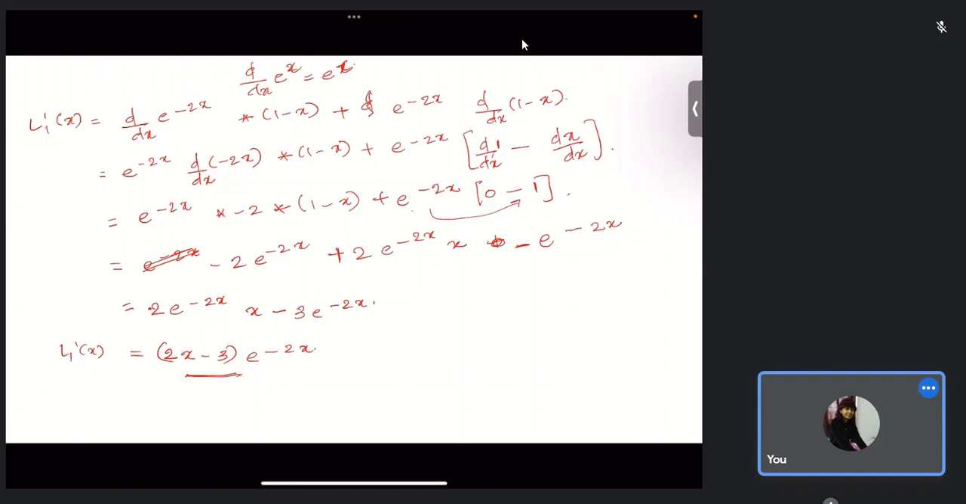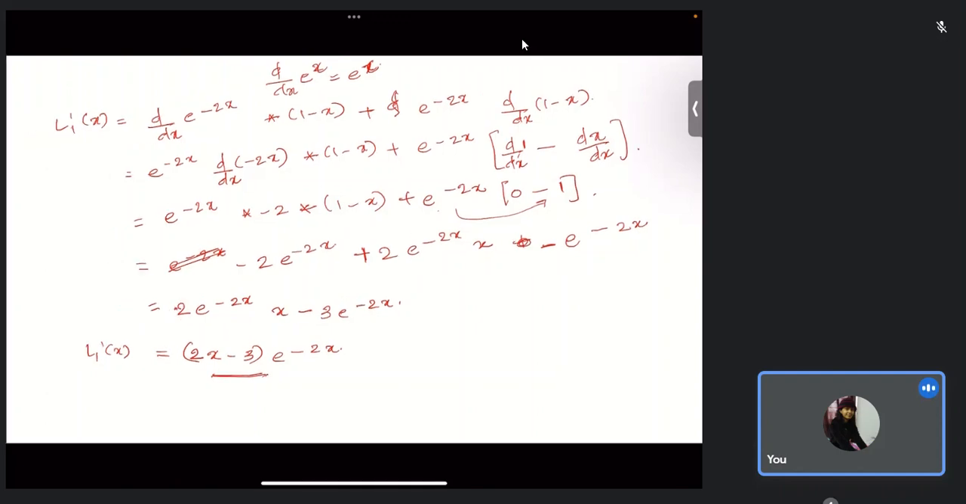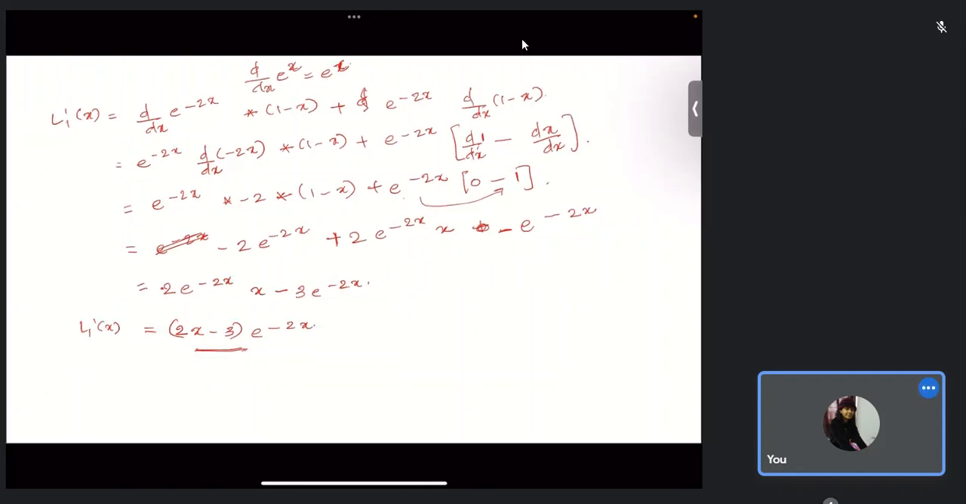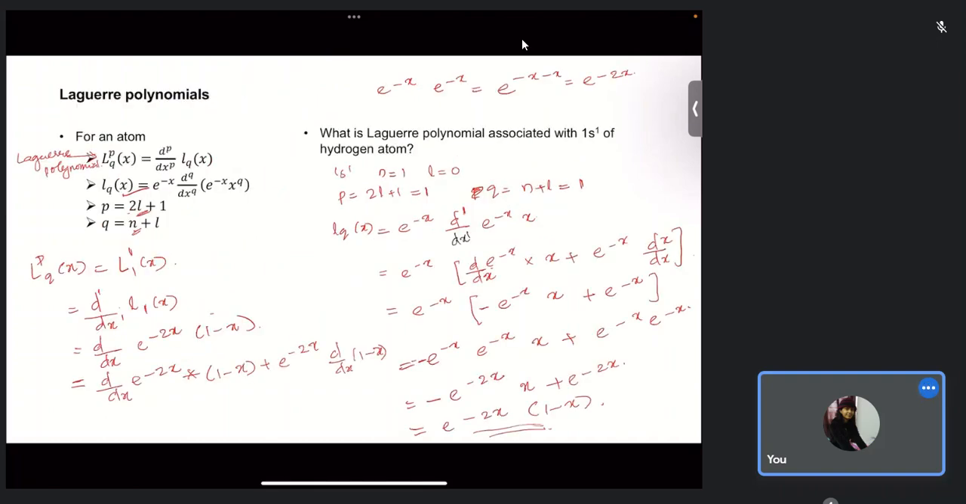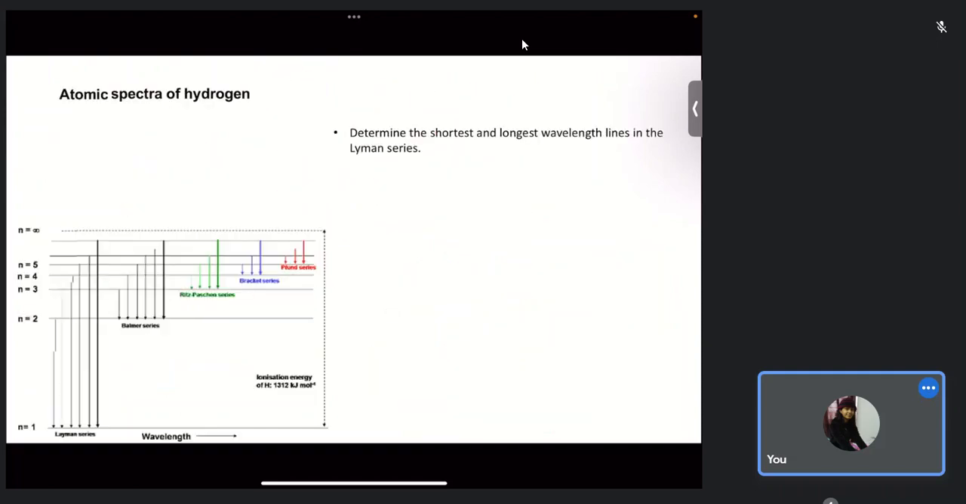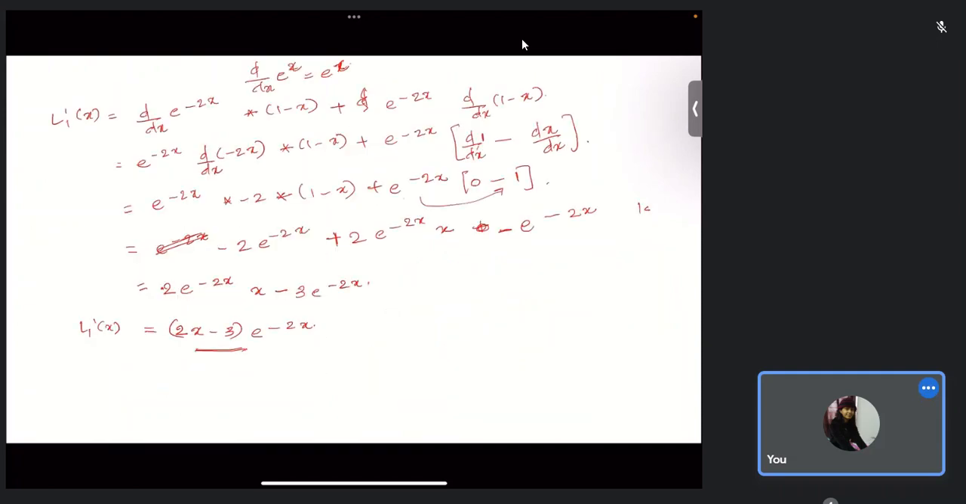So this is going to be the Laguerre polynomial associated with n=1, l=1 of the hydrogen atom. We can find it for any other electronic configuration. If you have something like 2s2 or 2p1, we can calculate it by substituting into the equation that is given here.